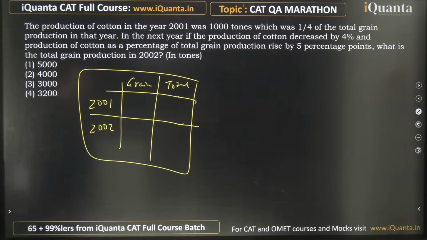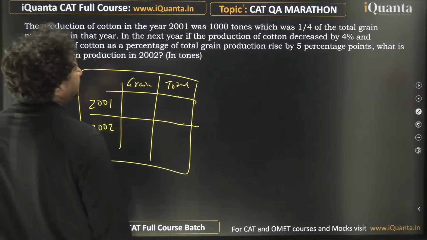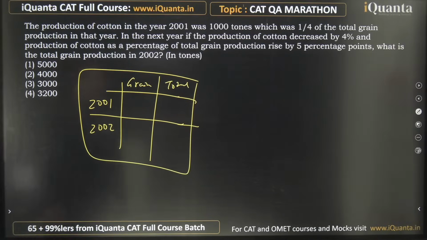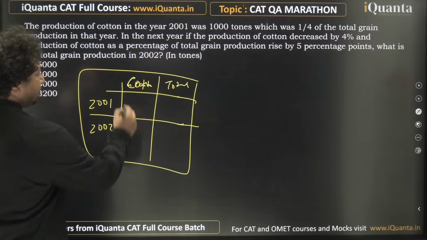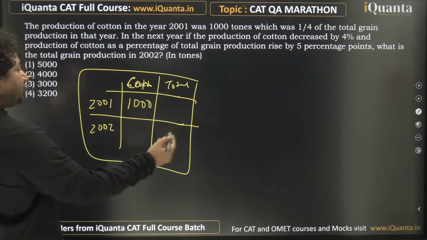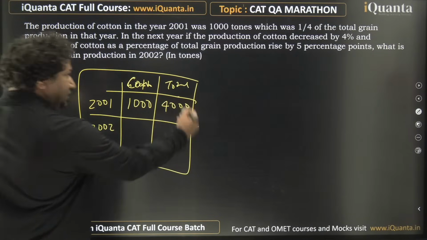In 2001, production of cotton was 1,000 tons, which was 1/4 of total grain production. Let this be cotton. So 1,000 tons, 25% is 1/4. Total will be 4,000. That is easy, right?